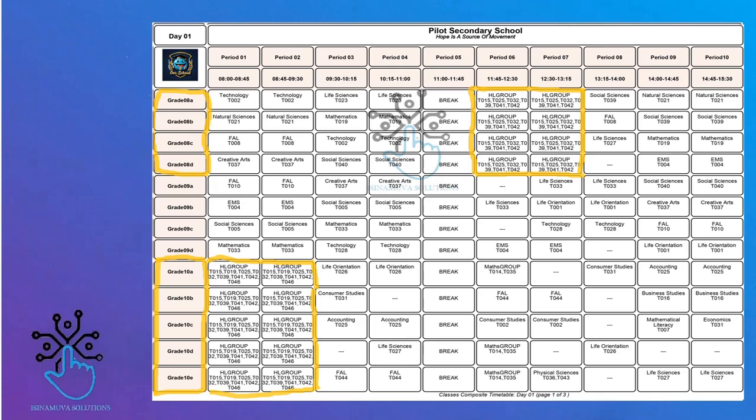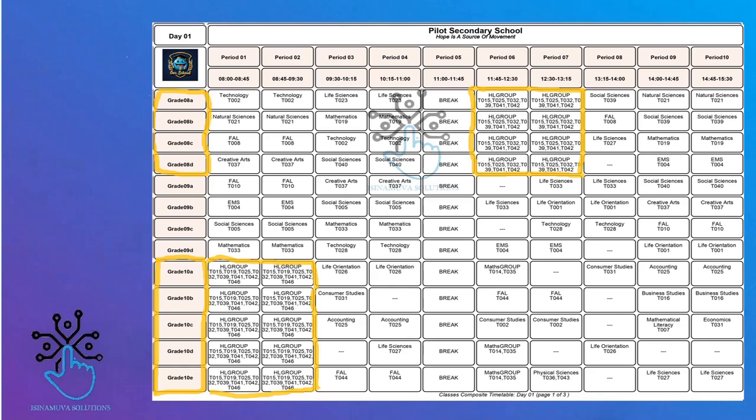Take, for instance, the home language subgroup, the HL group. It was defined once and used across the school. There was no need to create HL group for grade 8 classes, and another HL group for grade 9 classes, and another HL group for grade 10 classes, etc. A single definition sufficed for the whole school.